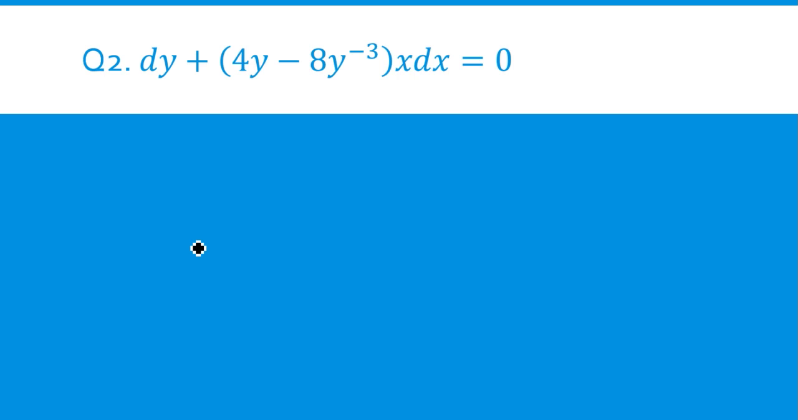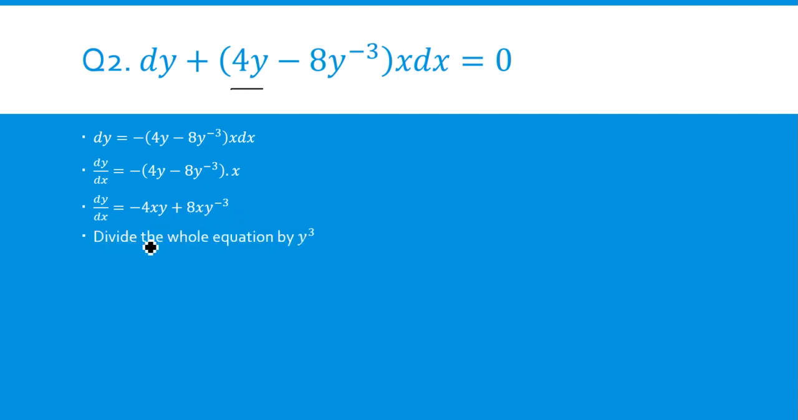Now looking at question number 2, we are given dy plus 4y minus 8y to the power minus 3 into x dx equals 0. Now this is not even in Bernoulli equation form. So first we convert it into Bernoulli equation form. We take this to the right hand side, and now we divide by dx. We are left with minus 4y minus 8y to the power minus 3 into x, and we open up the bracket, multiplying by x as well, so it's minus 4xy plus 8xy to the power minus 3. So this is the equation.